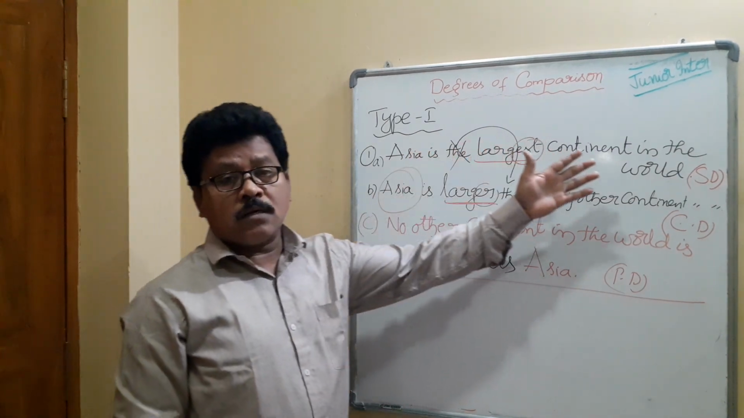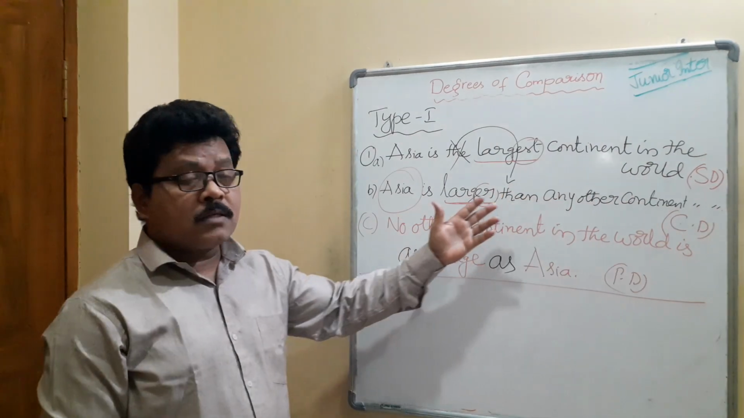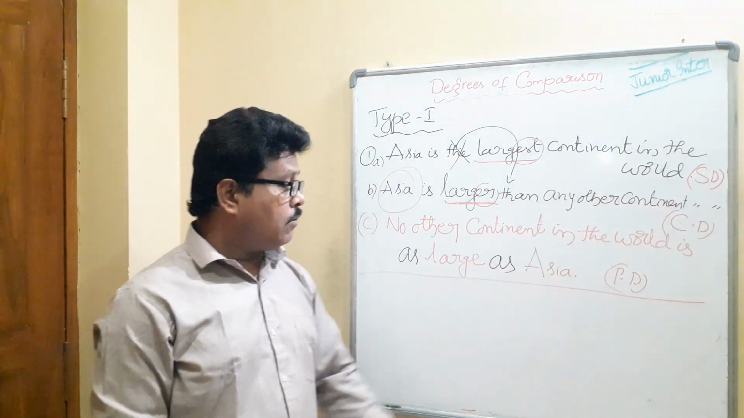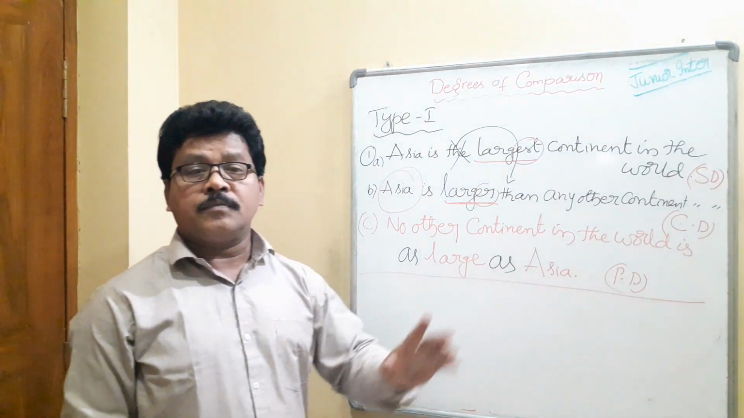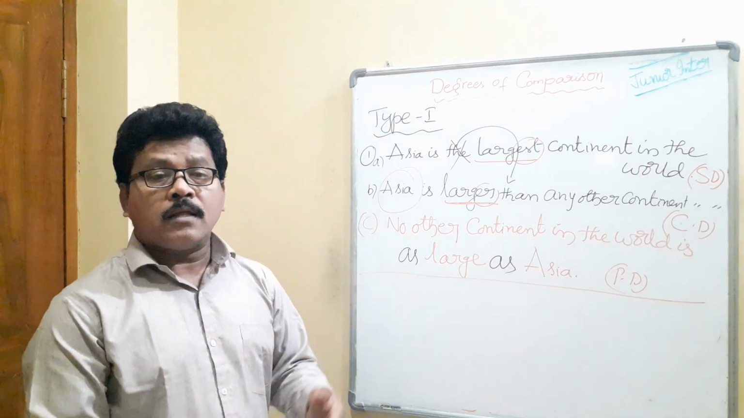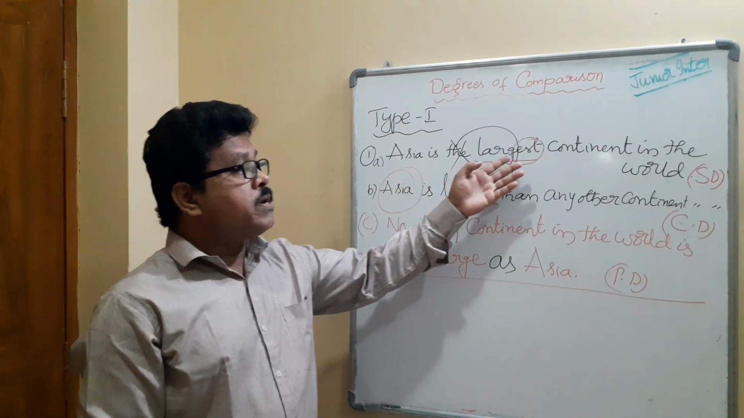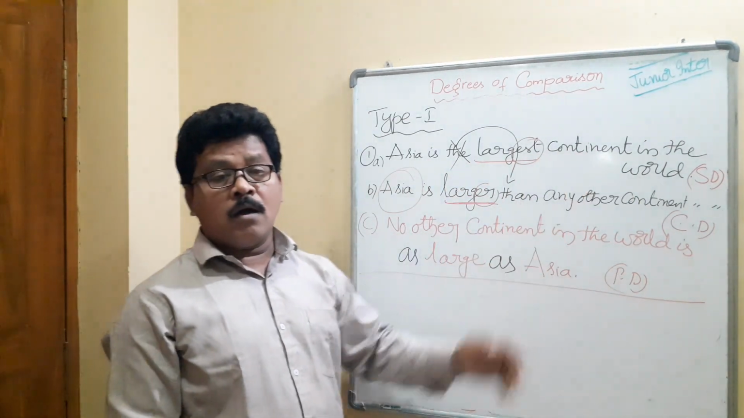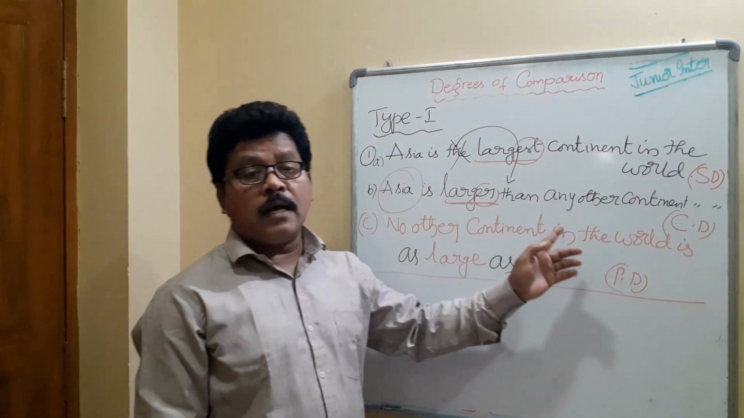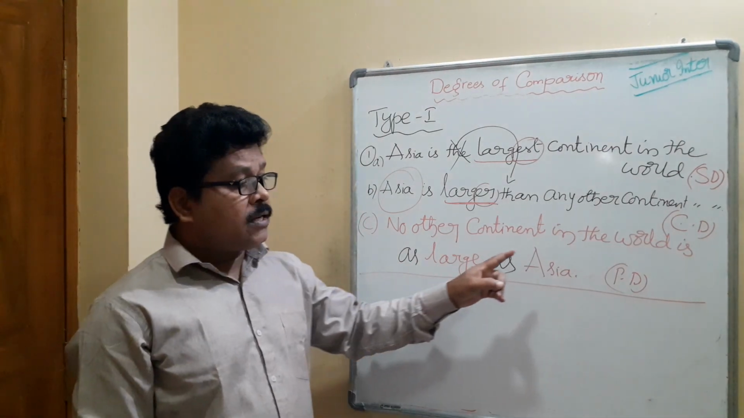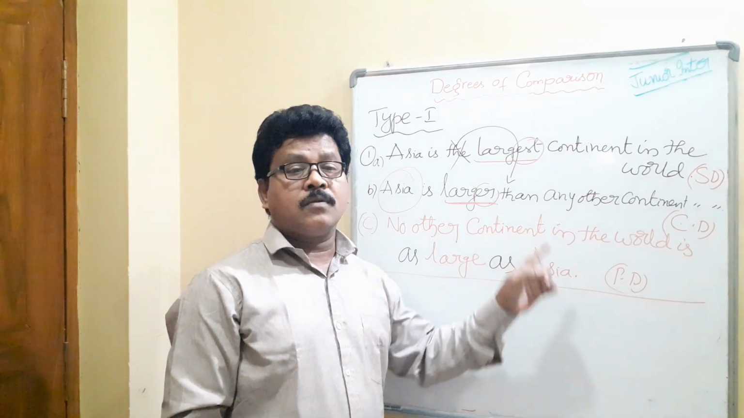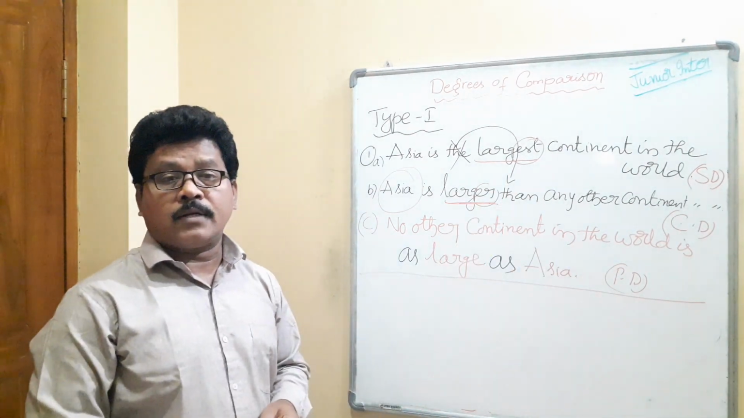Asia is the largest continent in the world. Asia is larger than any other continent in the world. No other continent in the world is as large as Asia. Similarly, take another one. Kolkata is the biggest city in India. Kolkata is bigger than any other city in India. No other city in India is as big as Kolkata. Like that we have to write.